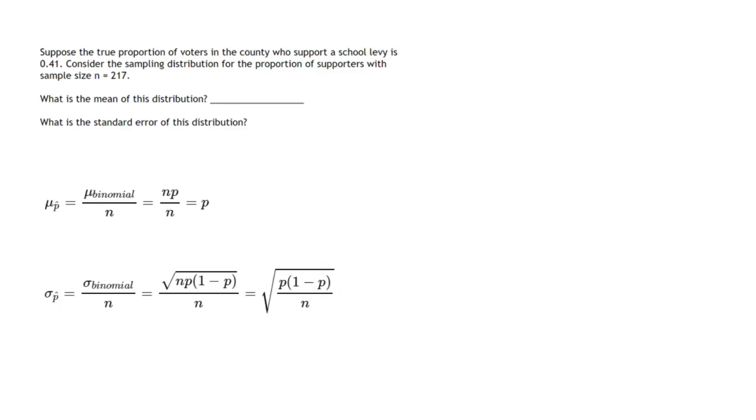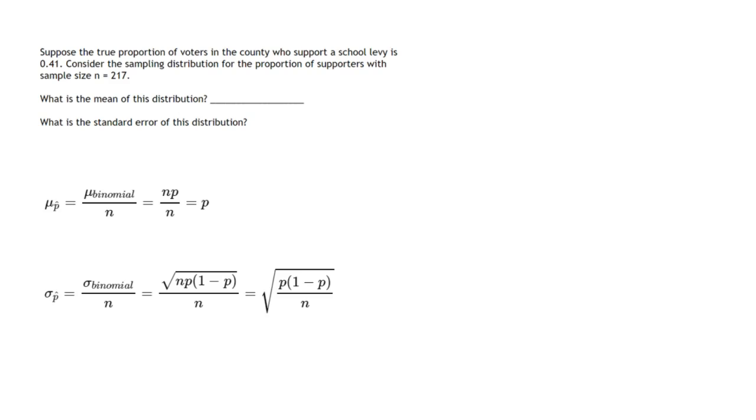All right, so we're going to look at problem 4 from homework 4.5. We have a question about this, and we have the following question. Suppose the true proportion of voters in the county who support a school levy is 0.41. So that's proportion P. Consider the sampling distribution for the proportion of supporters with sample size n equals 217. What is the mean and what is the standard error of this distribution?